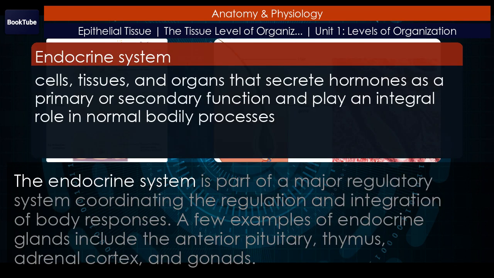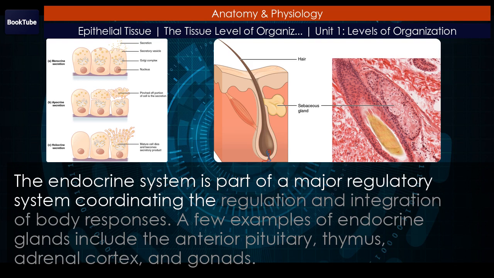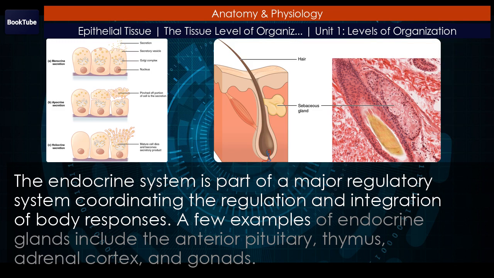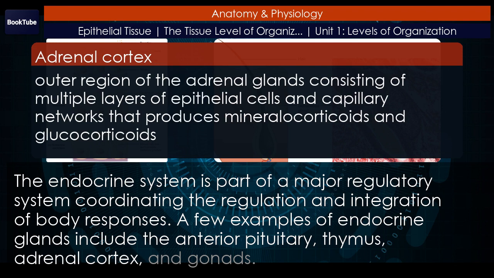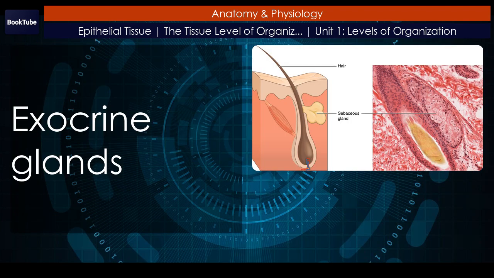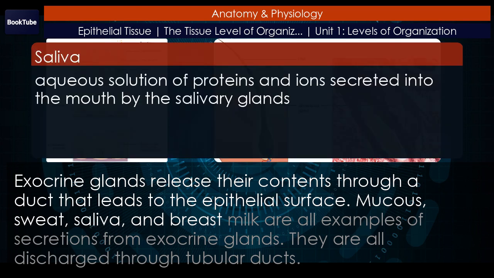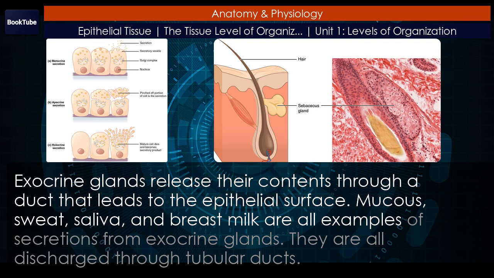The endocrine system is part of a major regulatory system coordinating the regulation and integration of body responses. A few examples of endocrine glands include the anterior pituitary, thymus, adrenal cortex, and gonads. Exocrine glands. Exocrine glands release their contents through a duct that leads to the epithelial surface. Mucus, sweat, saliva, and breast milk are all examples of secretions from exocrine glands. They are all discharged through tubular ducts.